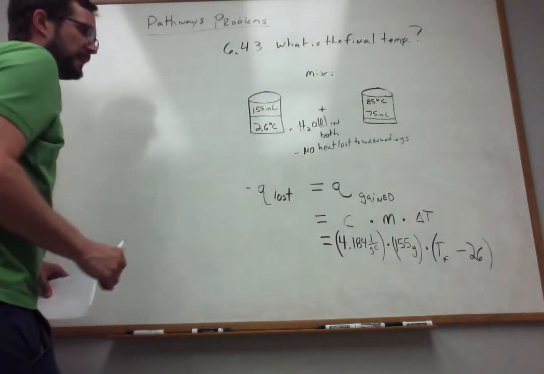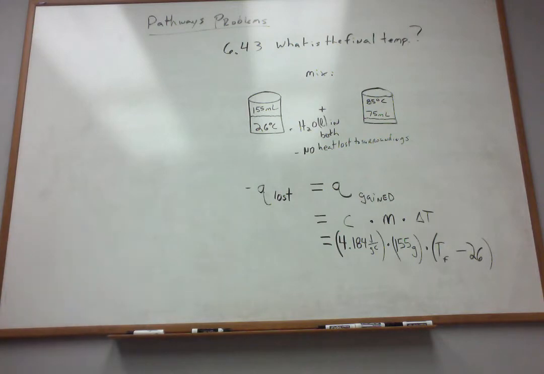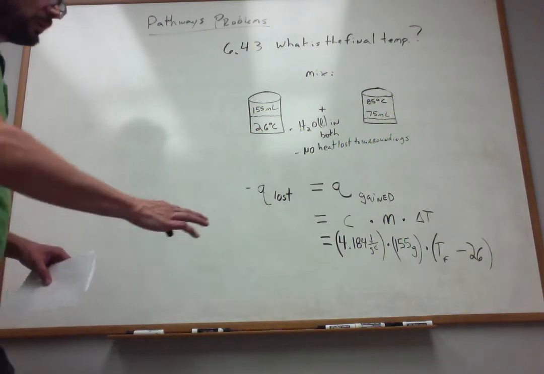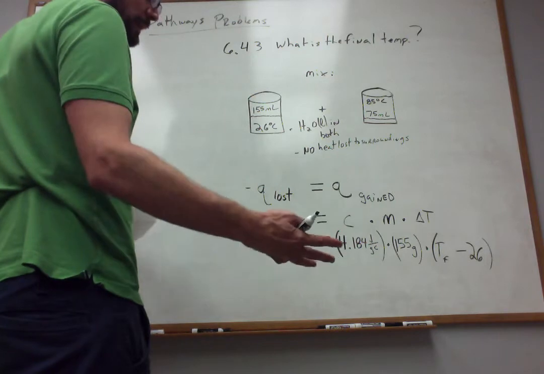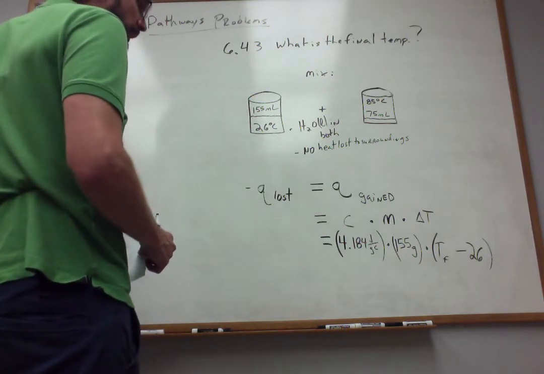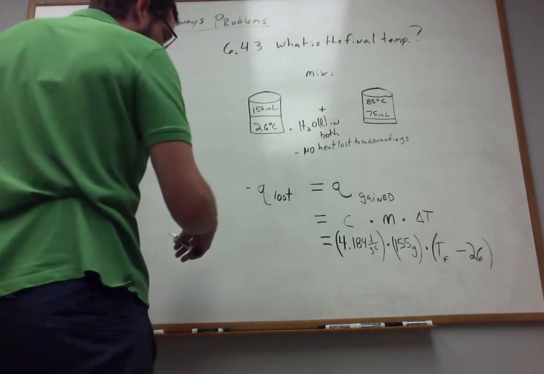Because 26 is the initial. It's just final minus initial. And then I've got only one unknown over there, which is my desired answer here. That's the final temperature. That's what I want to know. Now what about this other side?